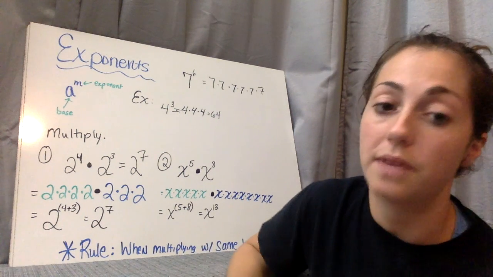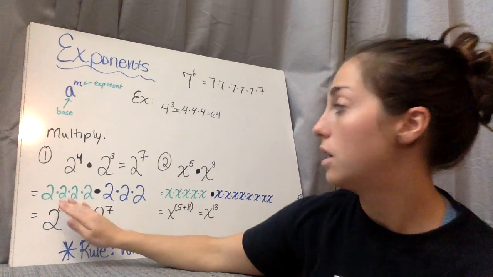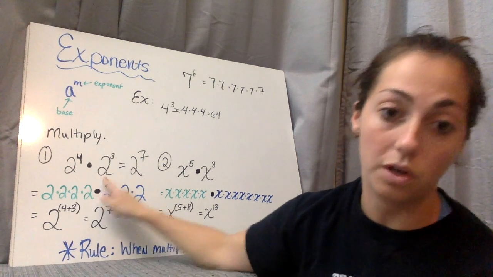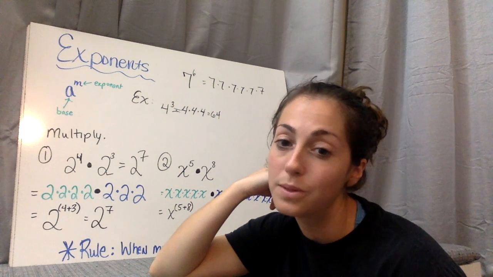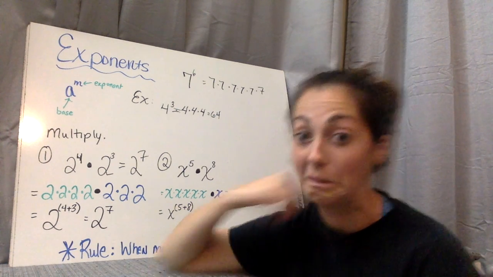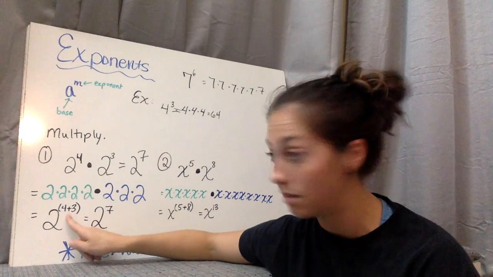Now let's think about that. How did I get that answer? 2 to the 4th times 2 to the 3rd. How do I get 2 to the 7th? Is there anything we can do with those numbers? And that's what we want to think about. Or look right here. Hint, hint.